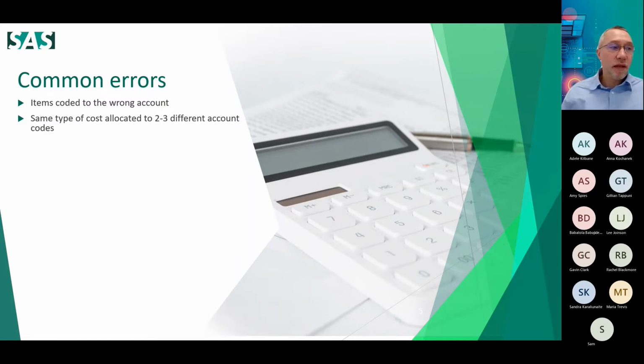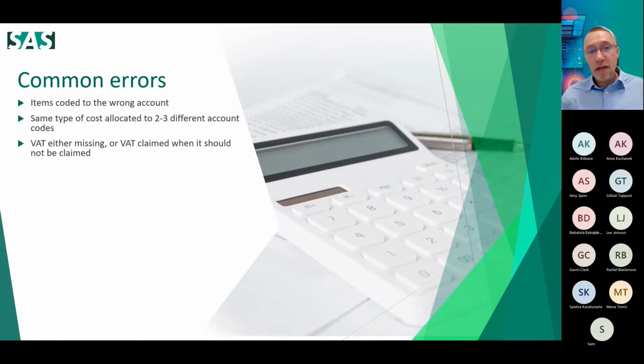One person might put that cost to, say, printing and stationery, whereas the next person will put it into general office expenses or office overheads. So you can see how quite quickly, you might not even be buying that much stuff, but the numbers can end up being all over the place.